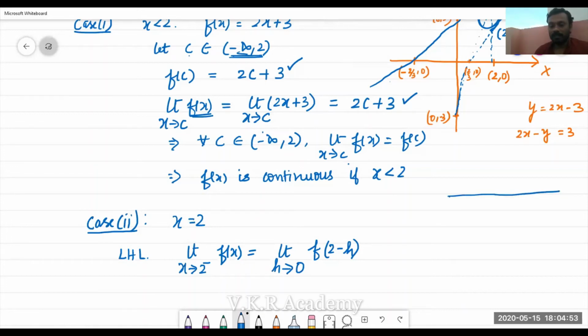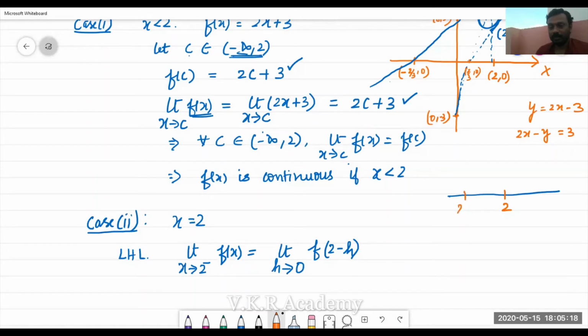Sir, I have a doubt, sir. Tell me. So it is 2x plus 3, sir. Then sir, 2 minus h is coming. This is the definition to get the left hand limit. Yes, sir. But the given function is f of x is equal to 2x plus 3. Yes. We have not yet substituted the function.